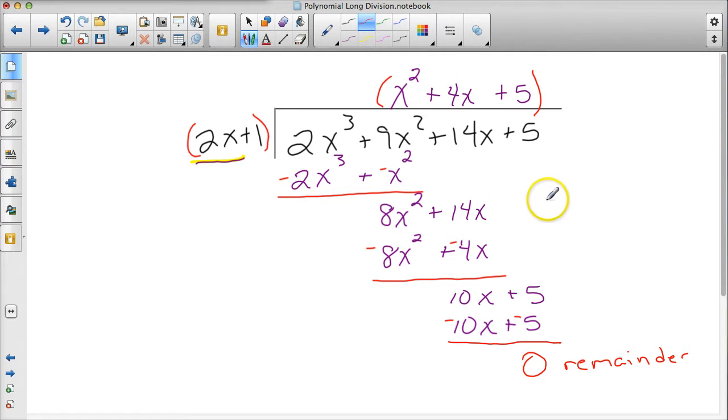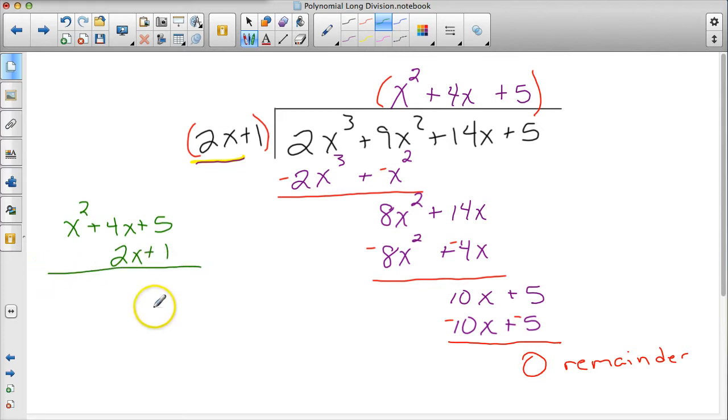Now, all good mathematicians check their work. So let's do a quick check. We check division by multiplying. So let's multiply x squared plus 4x plus 5, our quotient, times 2x plus 1, our divisor. When I multiply a trinomial times a binomial, I like to do it vertically instead of horizontally.